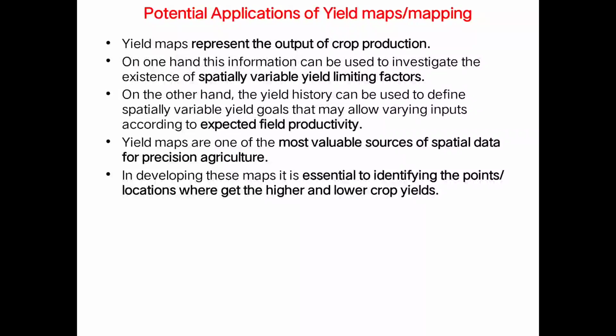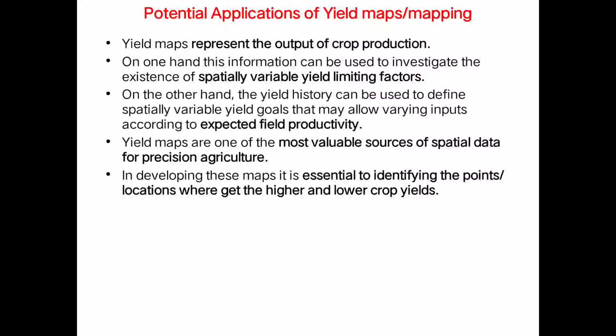Then the next important point in this lecture, that is the potential application of the yield map and the mapping. So yield map that represent the output of a crop production. On one hand, this information can be used to investigate the existence of the spatially variable yield limiting factors. Then next one, that is, on the other hand, the yield history can be used to define the spatially variable yield goals that may allow the varying input according to the expected field productivity.